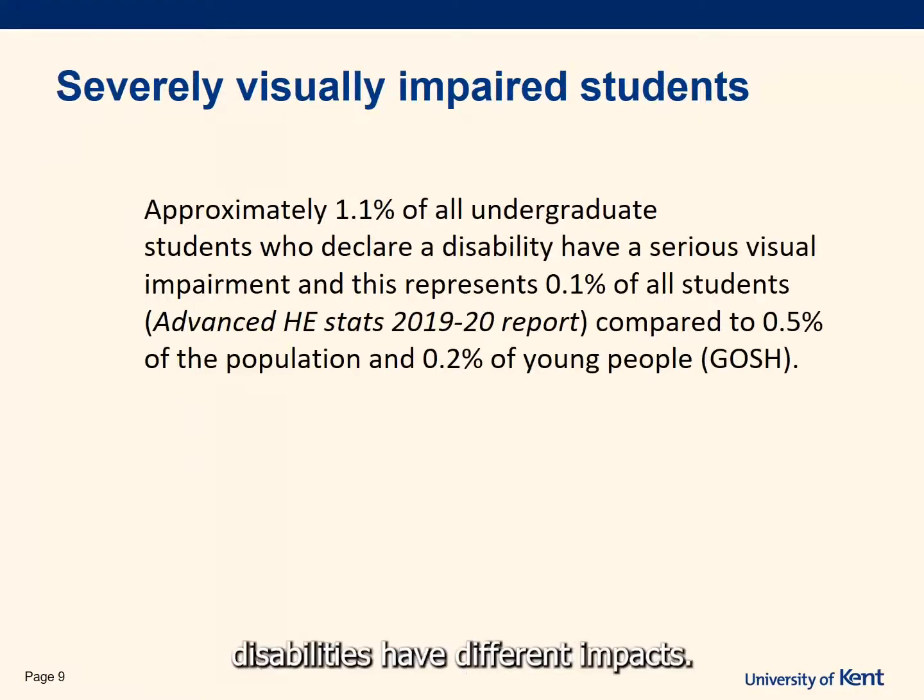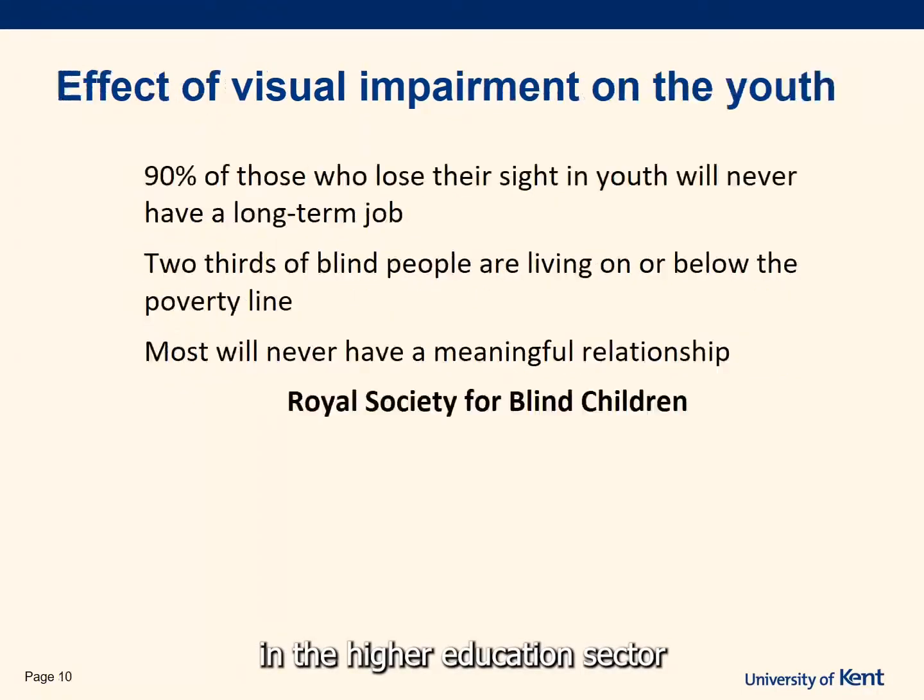Different types of disabilities have different impacts. For example, when considering severely visually impaired students, there is evidence that they are greatly underrepresented in the higher education sector. And the impact on people with visual impairments is that they are highly unlikely to be able to hold down long-term jobs or form meaningful relationships.